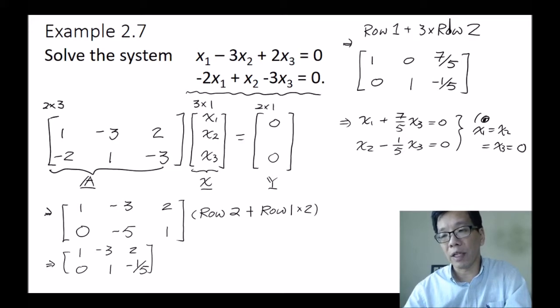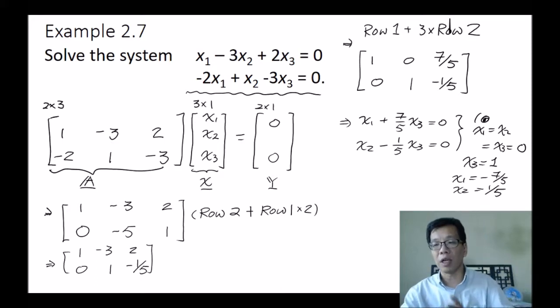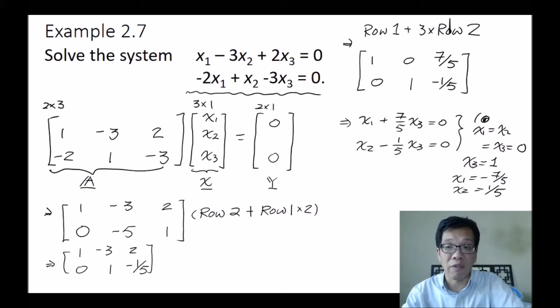If you treat x3 equals 1, then x1 equals negative 7 over 5, x2 equals 1/5. So you can use anything you want as long as it fulfills this criterion, then you'll be fine. So this is kind of trivial. Therefore, we're going to be more specific to solve some kind of non-homogeneous answer later.